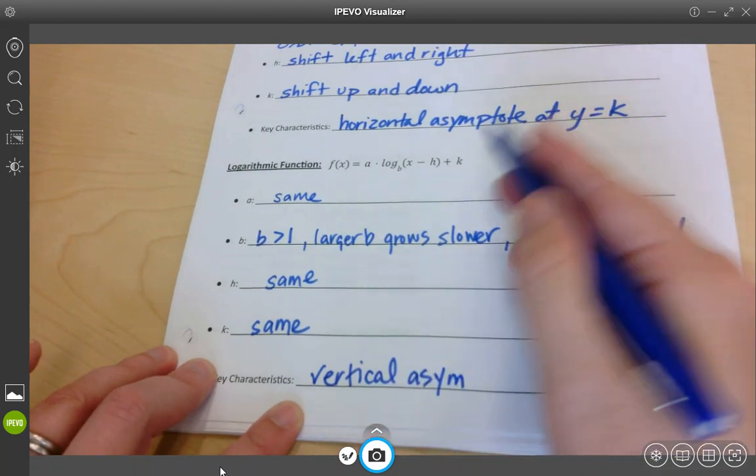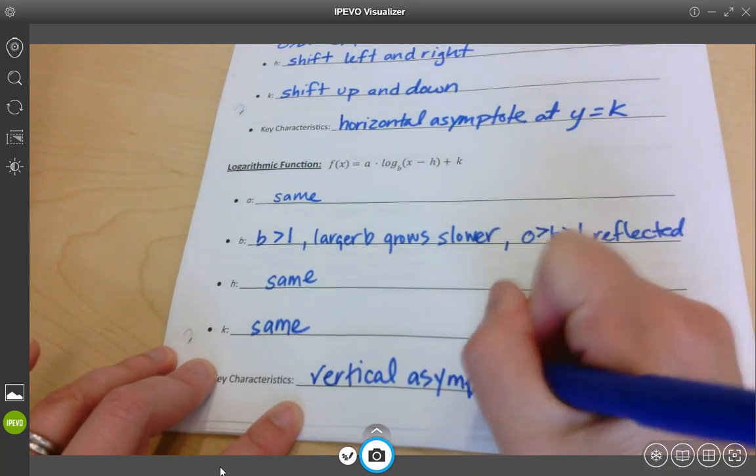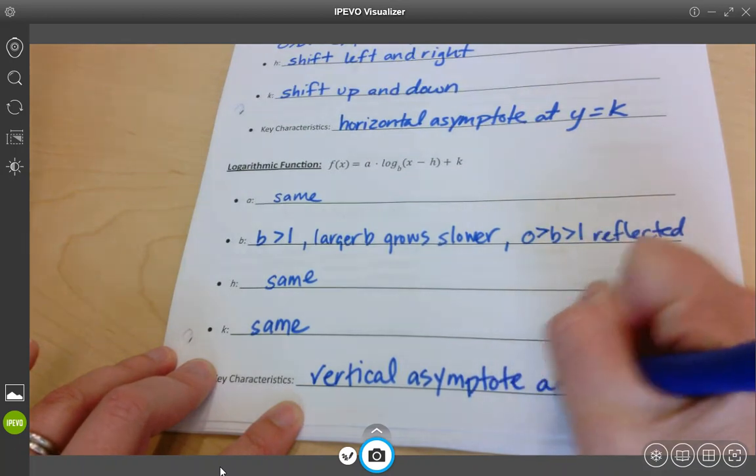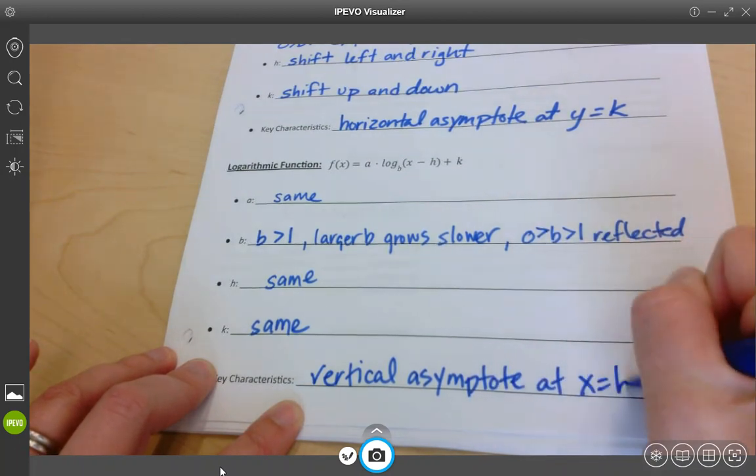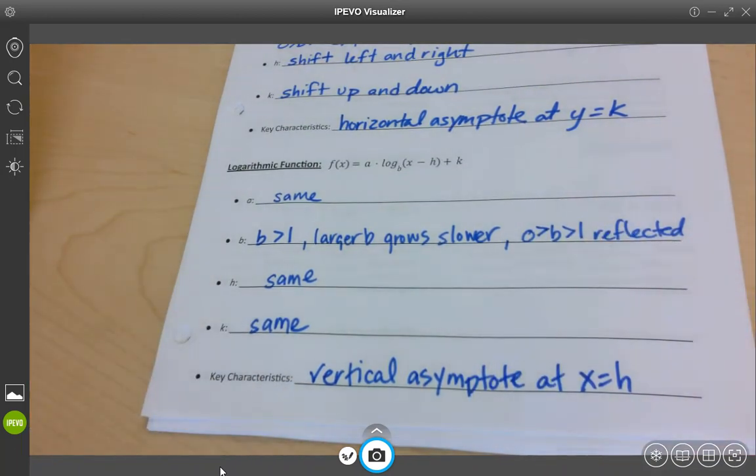And those asymptotes are determined by the h value. X equals h. So we're going to look at how that will look on the graph real quick, and then we're going to look at some actual graphs on the back.